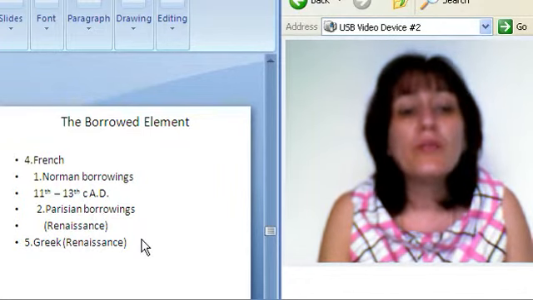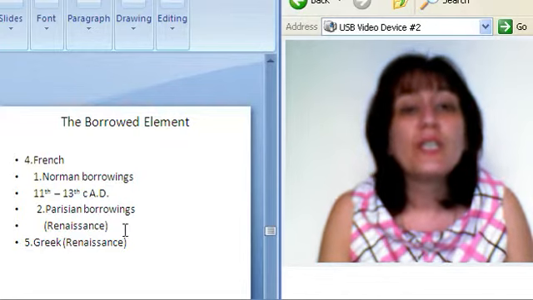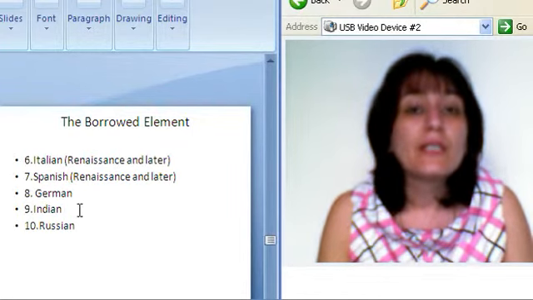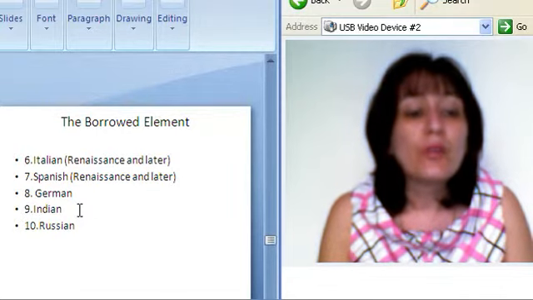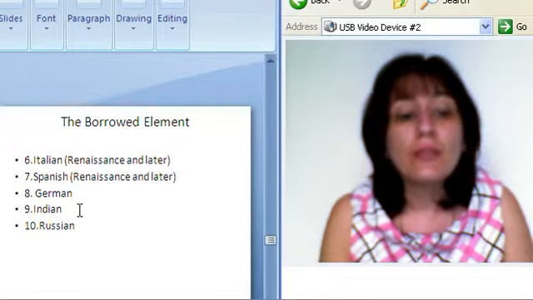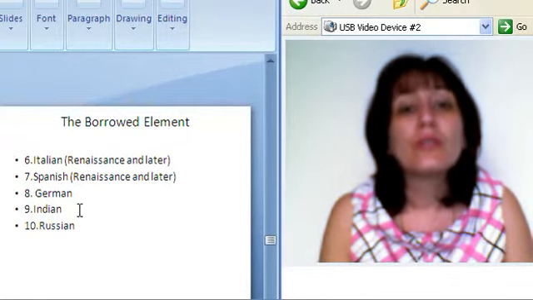Parisian Renaissance borrowings, Greek Renaissance borrowings, Italian Renaissance borrowings and later borrowings, Spanish Renaissance borrowings and later borrowings, German borrowings, Indian borrowings, and Russian borrowings.